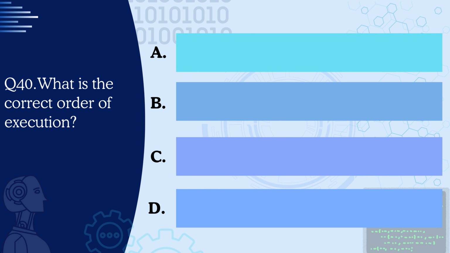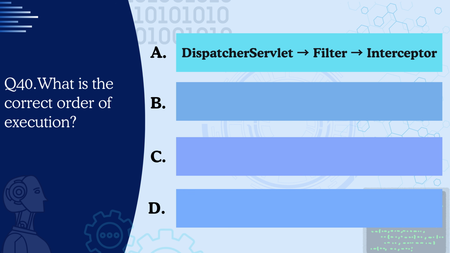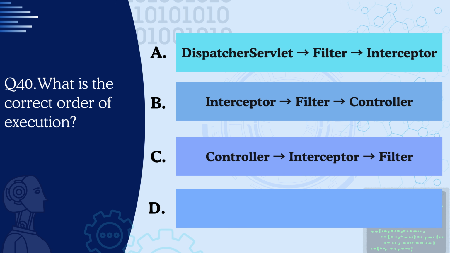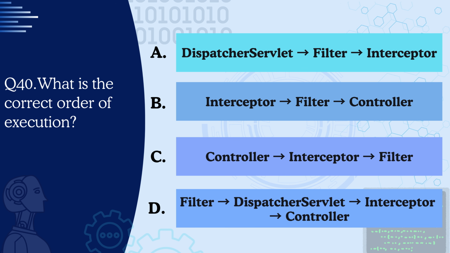Question 40. What is the correct order of execution? A. Dispatcher servlet, then filter, then interceptor. B. Interceptor, then filter, then controller. C. Controller, then interceptor, then filter. Or D. Filter, then dispatcher servlet, then interceptor, and then controller. So the correct answer is D. Filter, then dispatcher servlet, then interceptor, and then controller.